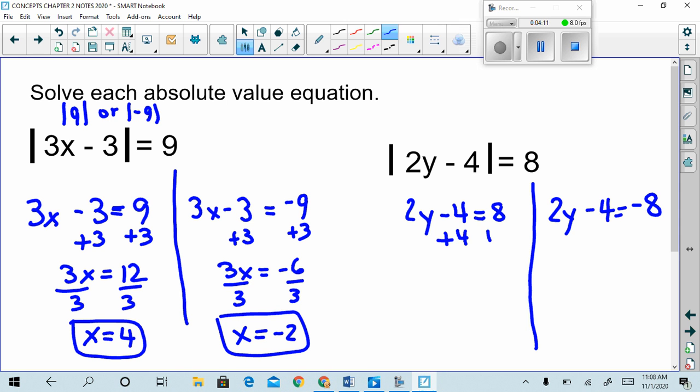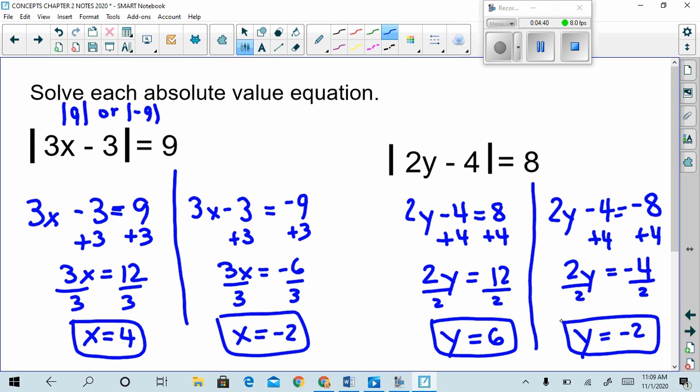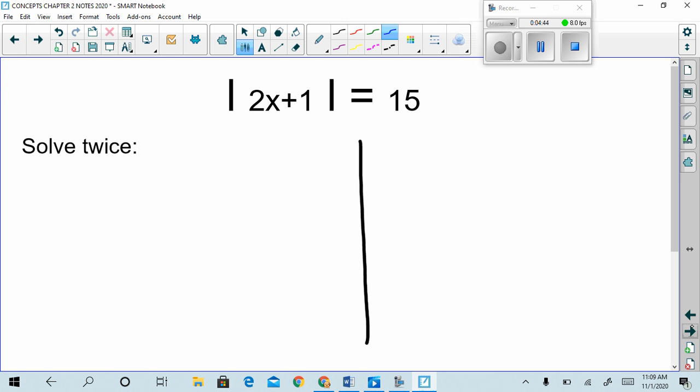These are two-step inverse operations. We will go ahead and add. I get 2y is equal to 12 and divide by 2. We're practicing our two-step equations by doing this as well. We'll now add 4 to the second possible solution here. That will give me -4 and divide by 2. Y is equal to -2 is my other possible solution. So again, the key to these is remembering to solve twice.